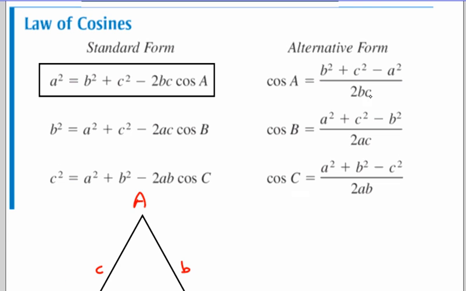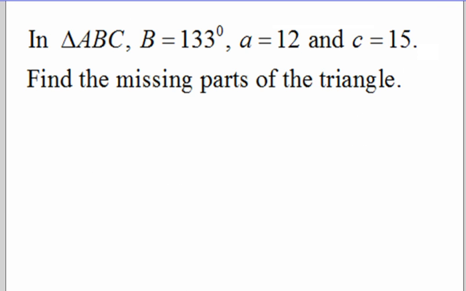Then all they did for the alternative form is solve for cosine. They took the a squared over and got b squared plus c squared minus a squared, moved the negative 2bc cosine of A to the other side, then divided by 2bc to get the alternate form. But if we can just remember this one, we can always get all the others by solving it for something. So let's give this a shot and see how this works.